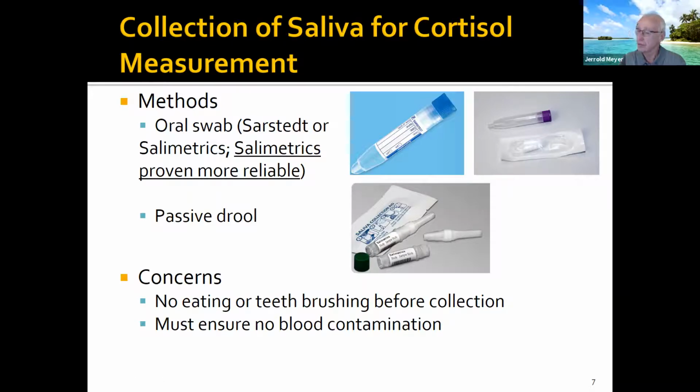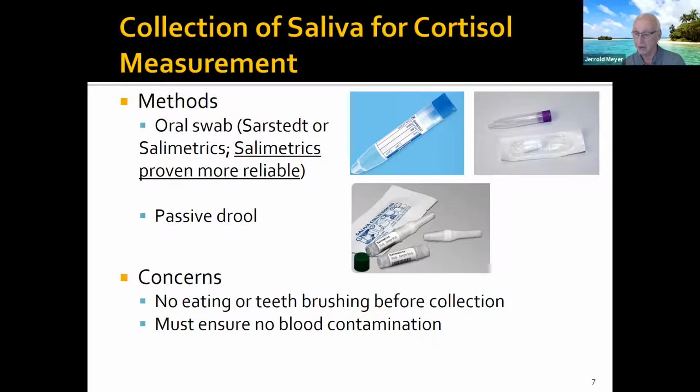You want to make sure that your participants have not eaten or even brushed their teeth shortly before collection. One of the main arguments against teeth brushing is you want to make sure there's not even very small amounts of blood contamination. The concentration of cortisol in saliva is much lower than in blood, so small amounts of blood contamination can throw off your value.